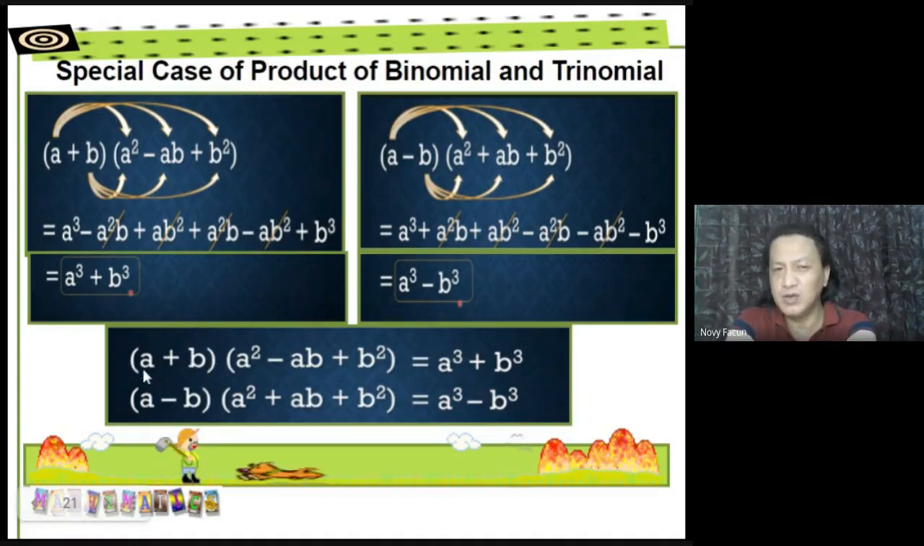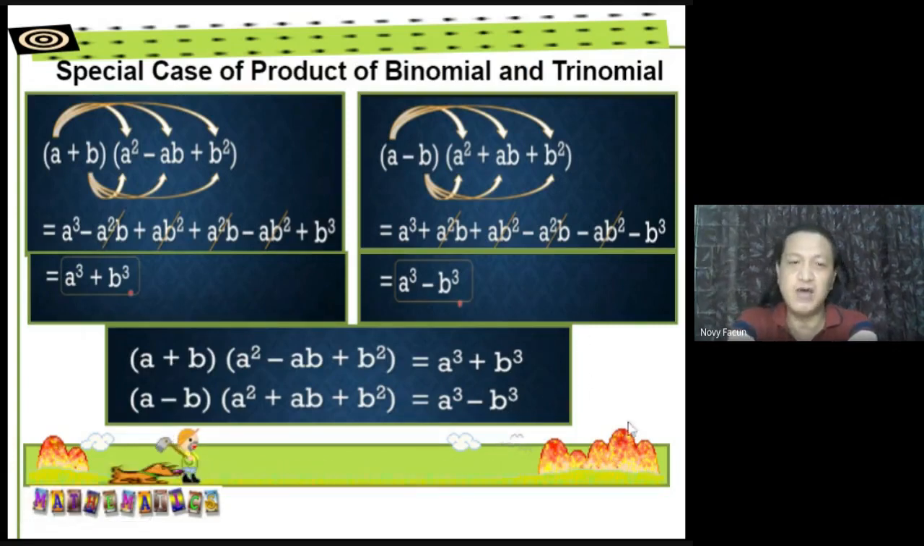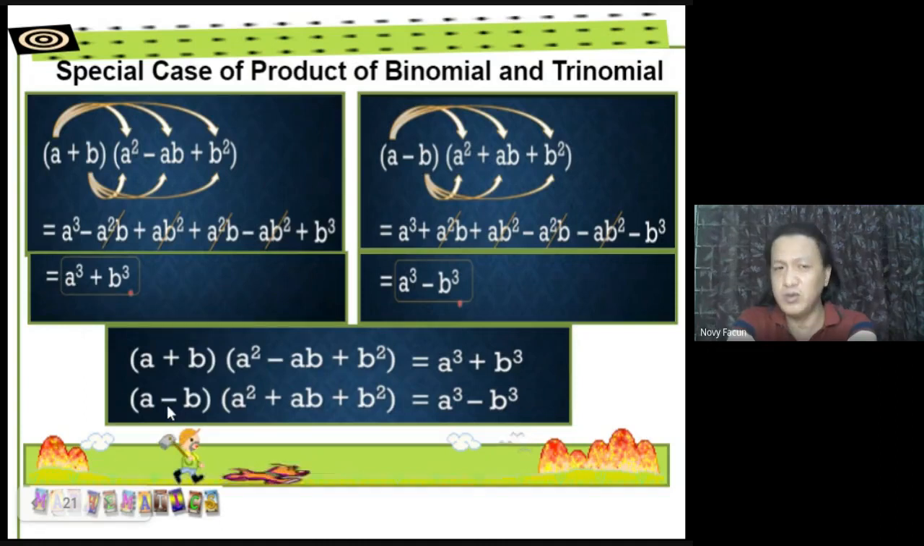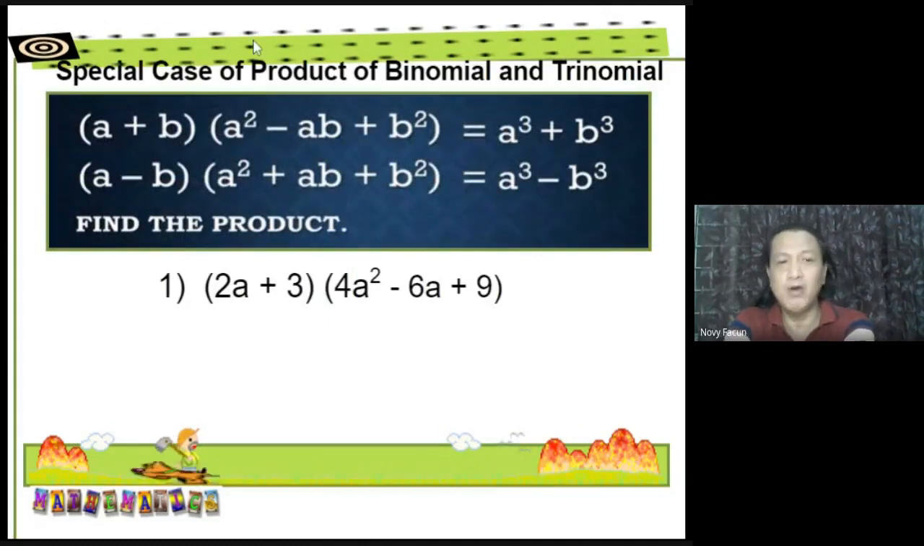Titignan mo na lang dito. Do not use the distributive. It takes time. Maubos ang oras mo kakasolve dyan. So kapag ang given naman A minus B times A square plus AB plus B square, so ganun din, i-cube mo lang din yung first term tsaka yung second term. But since the given sign here is minus, i-copy mo yung minus. Okay, so yun lang susundan mo. With that, let's have example.